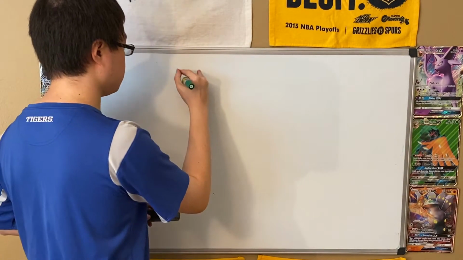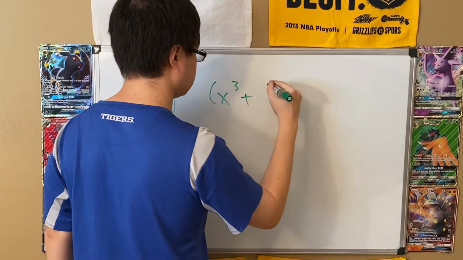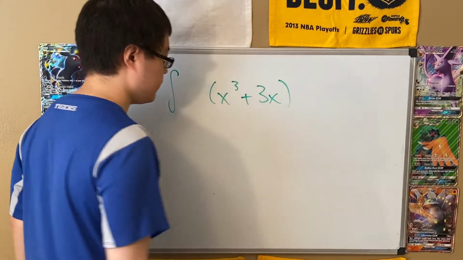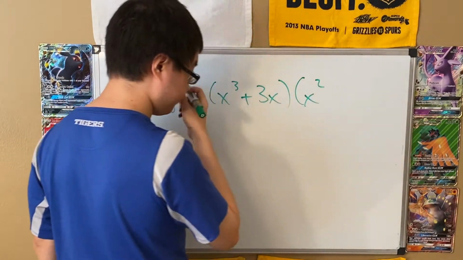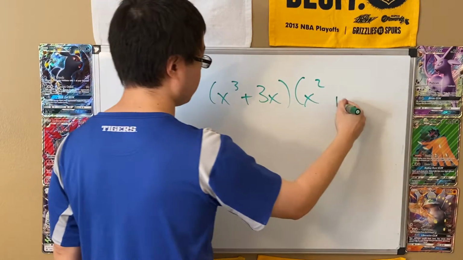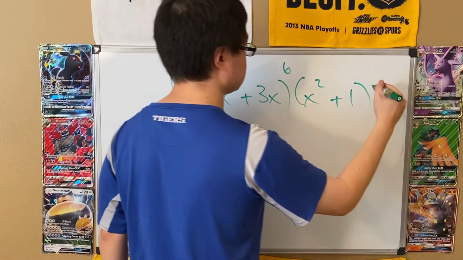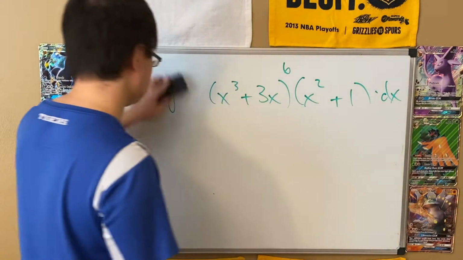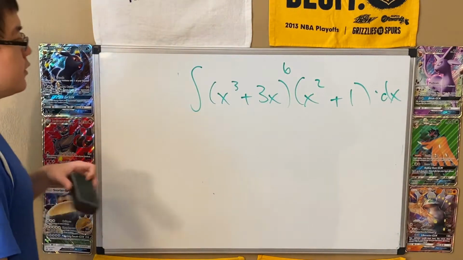So integral of, let's have x cubed plus 3x. Then I'm going to multiply this by x squared plus 1. I think that's what I want. I'm going to raise this to the 6, and I'm writing dx. So let's put the integral closer to the question. That should work. I think it does.